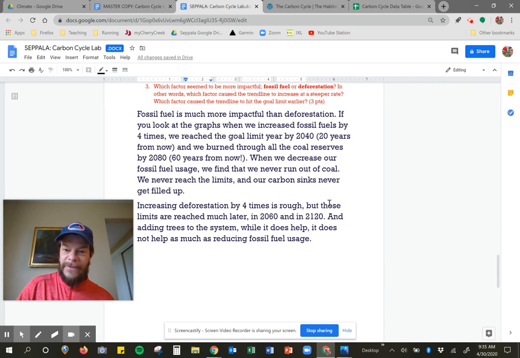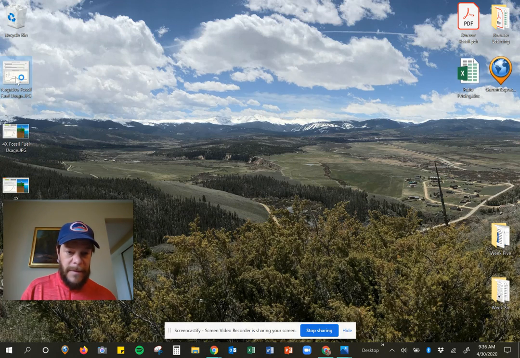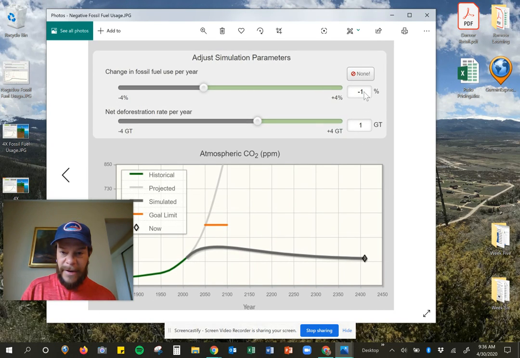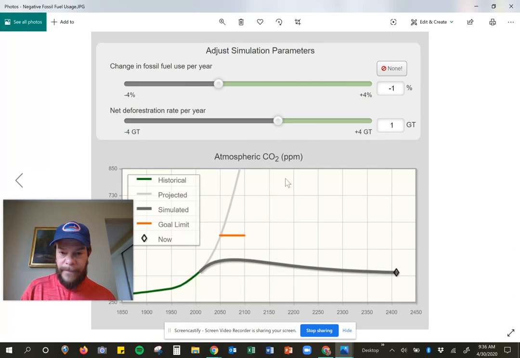Number 3, this was the most important question. Which factors seem to be more impactful, fossil or deforestation? The answer, quite straightforward, is fossil fuels. If you look at the graphs, if we increase fossil fuel, we reach our goal limit in 20 years, and we have burned through all our coal in 60 years. If we decrease our fossil fuel usage, if we go to negative fossil fuel usage, -1, we never reach the goal limit.